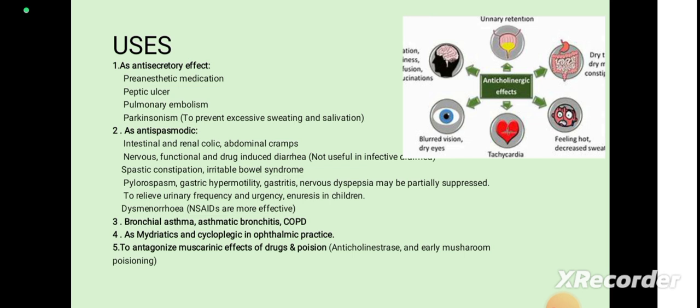Spastic constipation, irritable bowel syndrome, pylorospasm, gastric hypermotility, gastritis, nervous dyspepsia may be partially suppressed. To relieve urinary frequency and urgency, enuresis in children, dysmenorrhea, where NSAIDs are more effective. Bronchial asthma, asthmatic bronchitis, and COPD. As a mydriatic cycloplegic in ophthalmic practice, to antagonize muscarinic effects of drugs and poisons. Anticholinesterase and early mushroom poisoning also it is used.